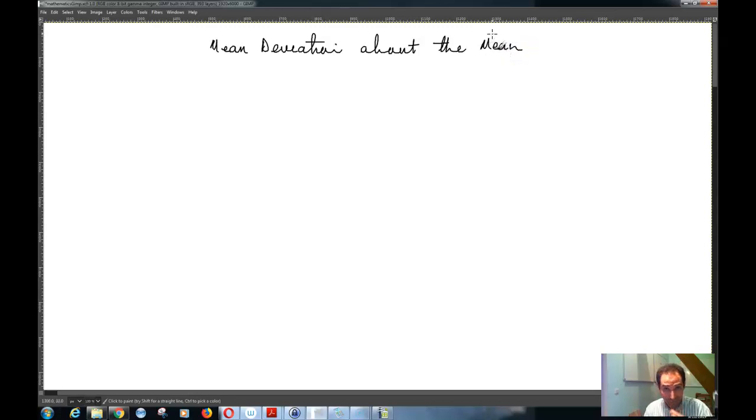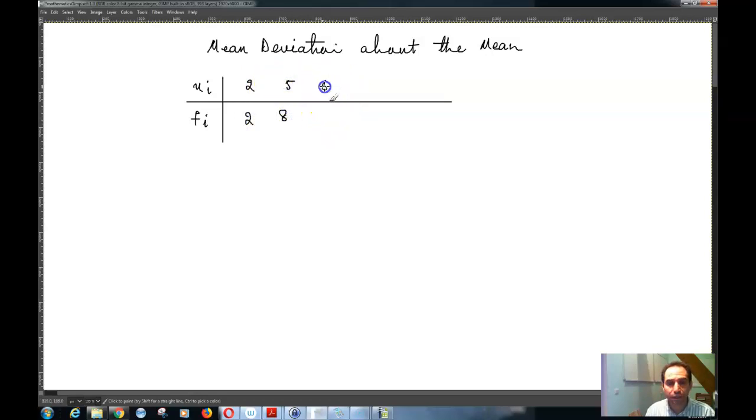About the mean. Okay. So what you can do here is that, of course, the data first of all is this is your x of i, and this is your f of i, and if you form a table of this, you have 2, 5, 8, you have 6, 10, you have 8, 7, you have 10, 8, you have 12, 5.